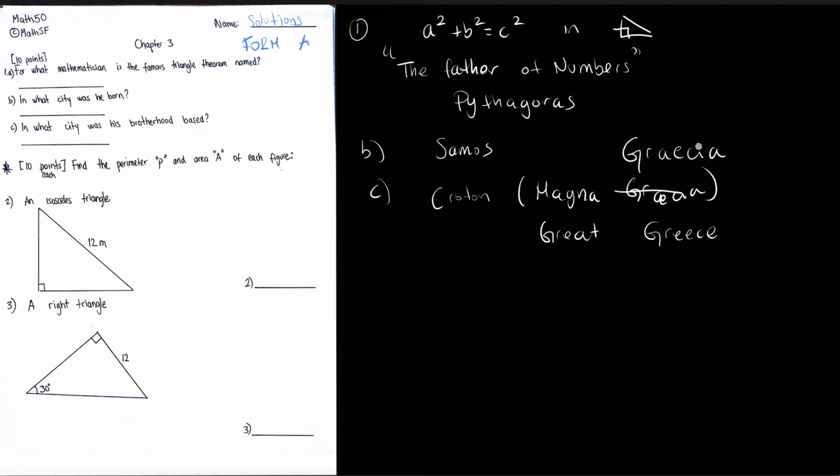So that will be for the first question. What was the mathematician's name? It is Pythagoras. In what city was he born? In the Greek island of Samos, and then he moved out to Croton at Magna Graecia, which actually means Great Greece. Okay, so let's move on to the next question.